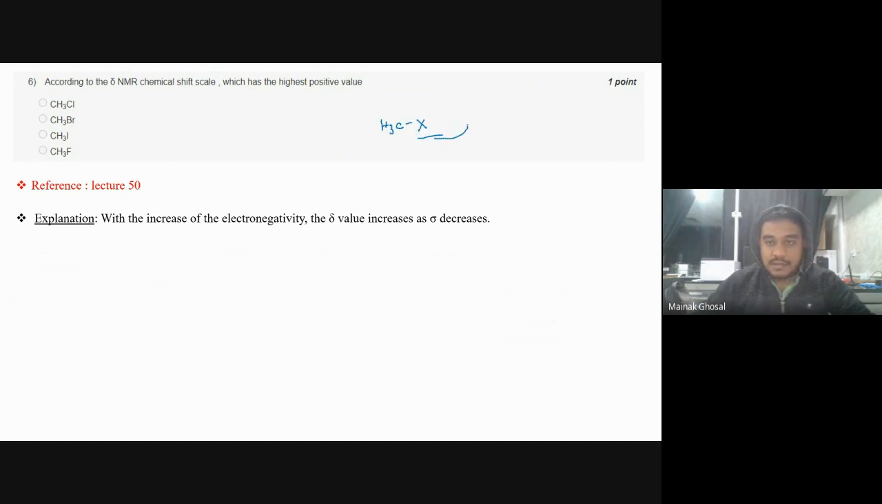So what is this X? This is the halogen, right? So fluorine, chlorine, bromine, iodine, etc. These are the halogen series, right? Now from this consideration of electronegativity, you can also get the NMR shift.